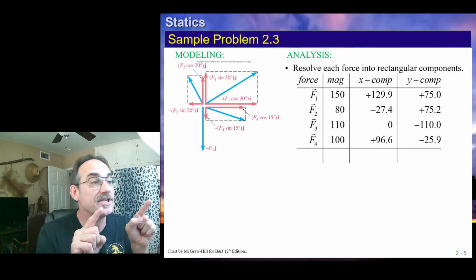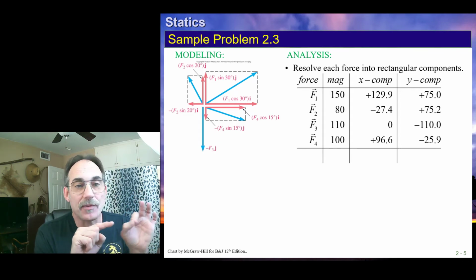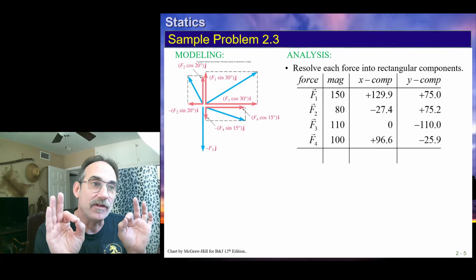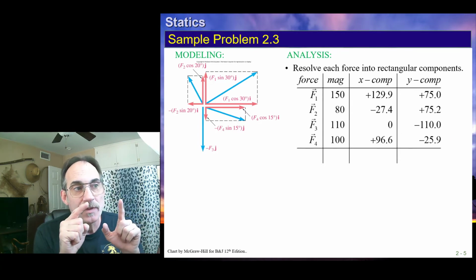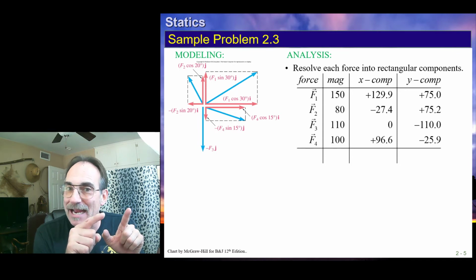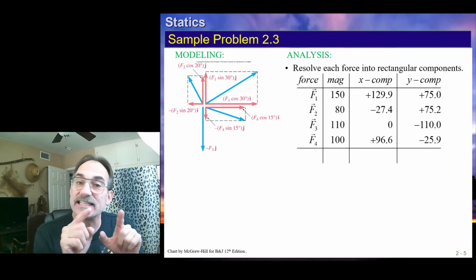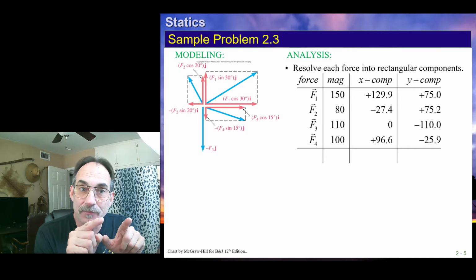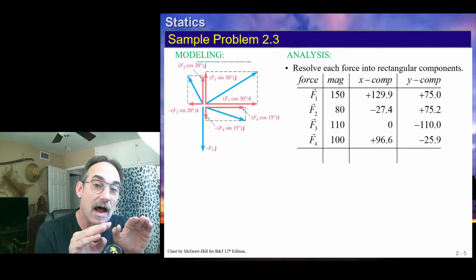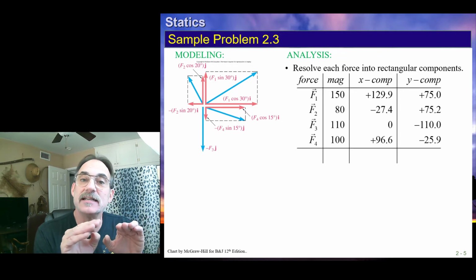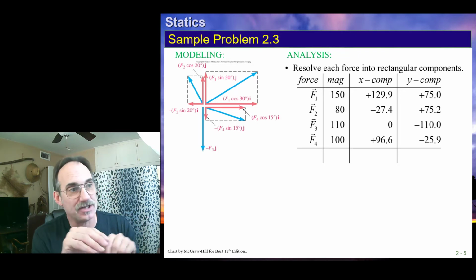Each of these forces, F1, F2, F3, or F4, are equivalent to the component forces, which is 129.9i plus 75j for the first vector. For the second vector, it's minus 27.4i plus 75.2j, and so on.